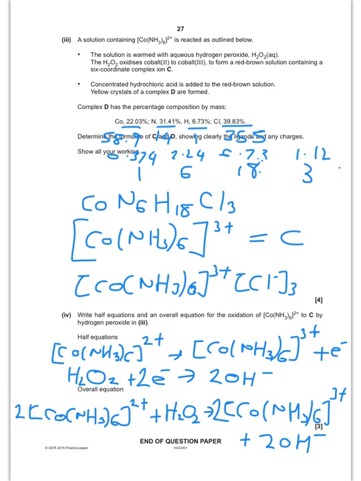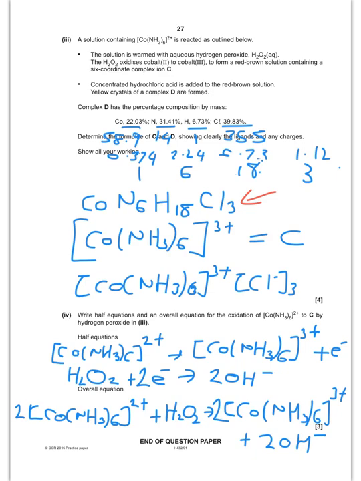Right, so final page. Here we go. So first of all, nice empirical formula to work out, which I've done. Gives you 1 cobalt, 6 nitrogens, 18 hydrogens, and 3 chlorines here. You've then got to rearrange that into some sort of meaningful formula. Now you know you've got obviously ammonia ligands there. And they've told you cobalt becomes cobalt 2 plus.